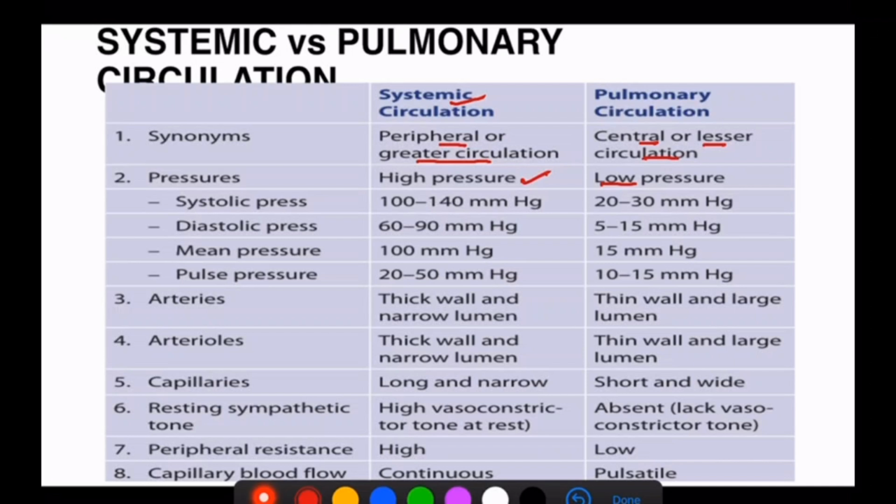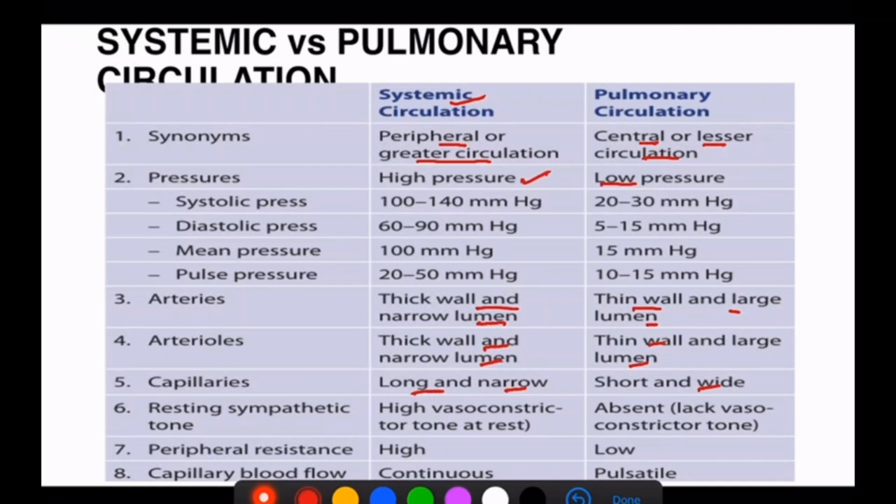The arteries of systemic circulation and arterioles have thick wall and narrow lumen, while in pulmonary circulation they have thin wall and large lumen. The capillaries of systemic circulation are long and narrow, while those of pulmonary circulation are short and wide.